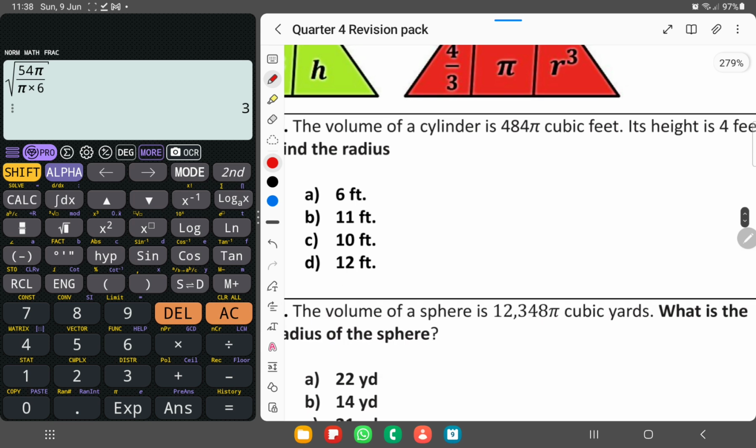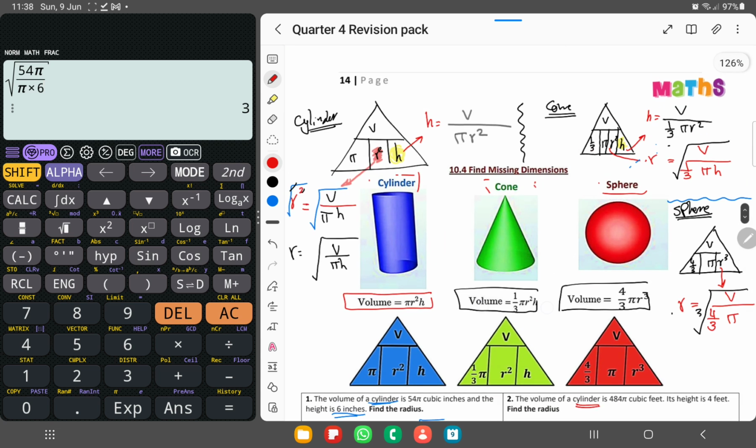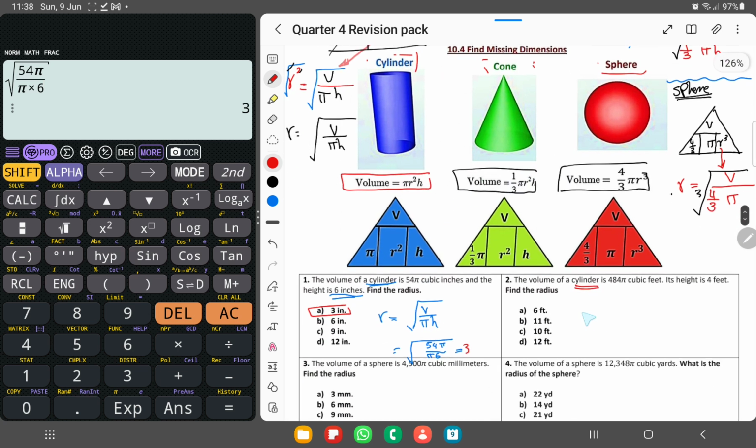One more. The volume of the cylinder is this, and the height is 4. He's asking again, find the radius. It is the same idea. Here it is a cylinder, and you want to find the radius. So let's do it together. The radius equals the square root of volume over pi h, equal to the square root of, what is the volume here? 484 pi over pi times h, which is pi times 4.